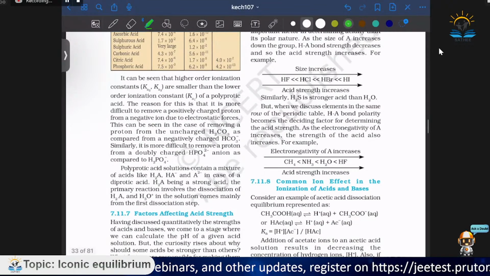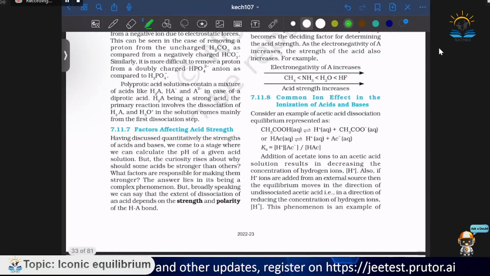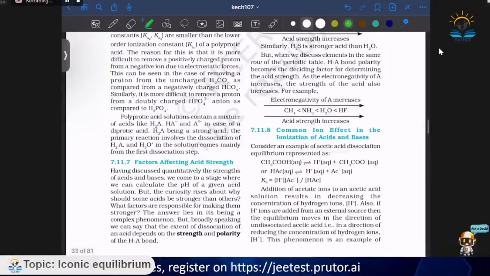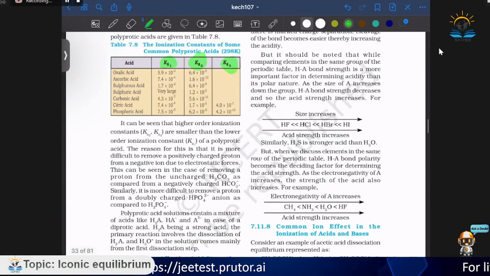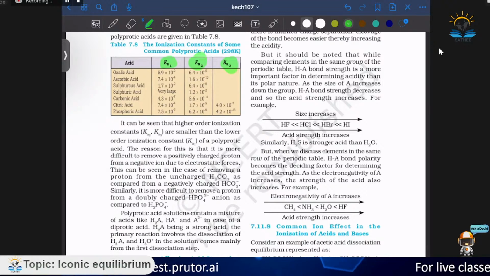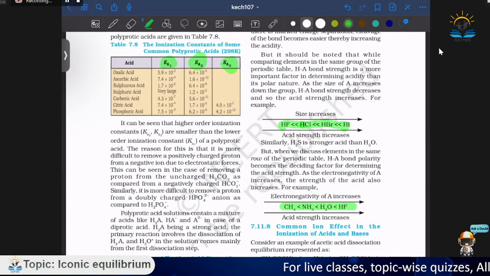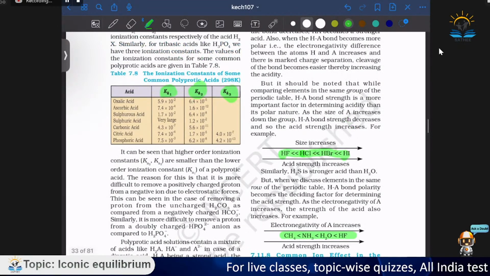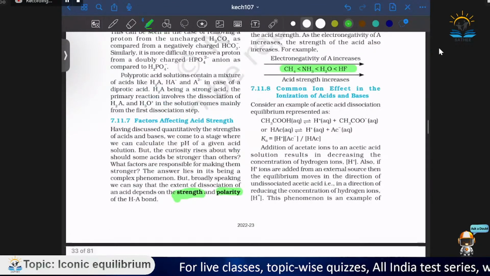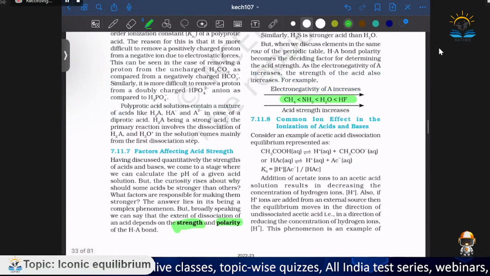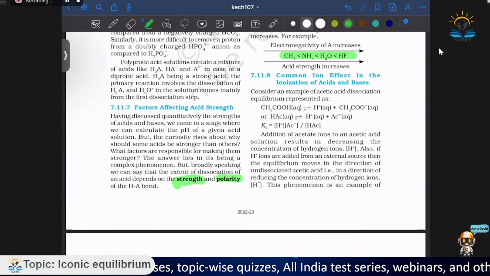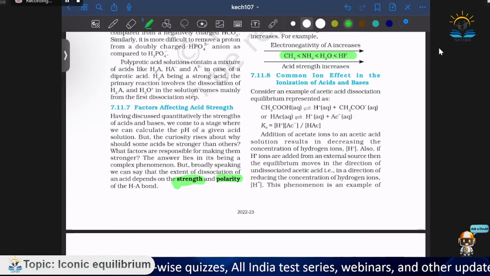Factors affecting the strength of acid. The acidity basically depends on strength and polarity. There are lots of factors, directly proportional to size, electronegativity, so you have to read them up in your inorganic chemistry and organic chemistry. Basically here we just tell you that the strength and polarity result in how acidic or basic your compound is.